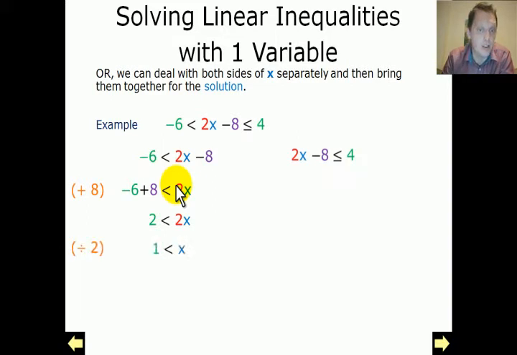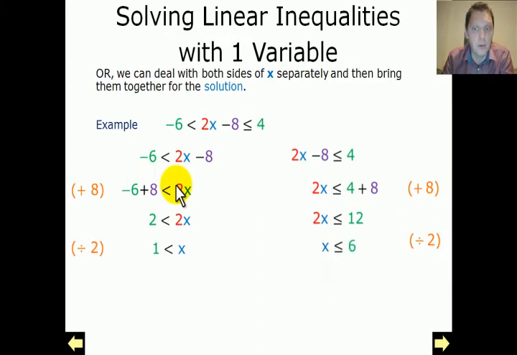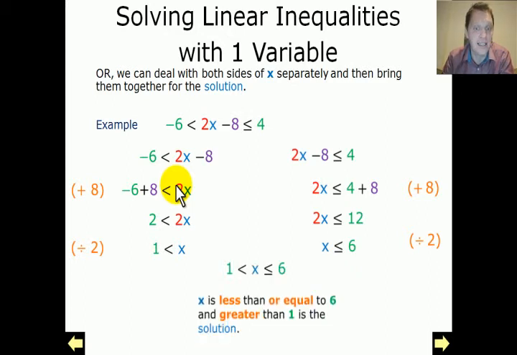Now I'm going to deal with this side. Again I'm going to add 8 to both sides, which gives me 2x being less than or equal to 12. Dividing both sides by 2, halving both sides, that will give me x being less than or equal to 6. Bringing those two together, 1 is less than x, but x is also less than or equal to 6. And this is the exact same solution as what we had on the previous slide. But we can also show our solutions by using a graph.